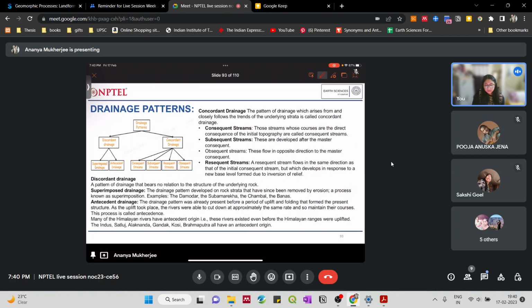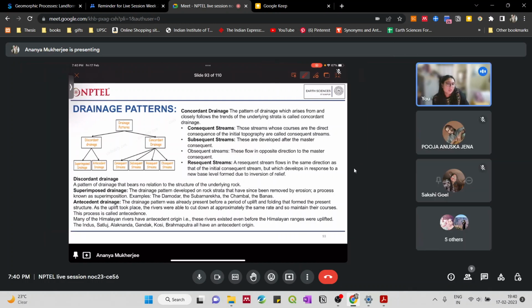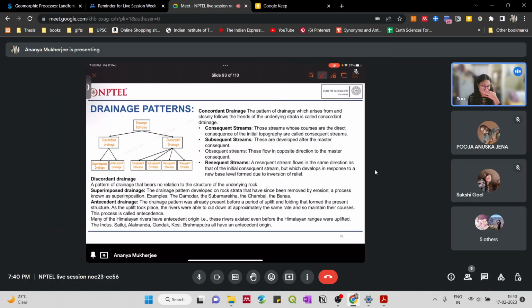Then we have some other drainage patterns. It could actually look like a transform plate boundary, but that is not the case here. Here you have concordant drainage patterns and discordant drainage patterns. What are concordant drainage patterns? They do not change. Whatever the trend of the area is, the drainage patterns follow that trend.